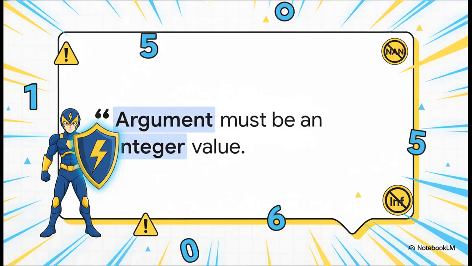To fight off that first danger, our hero has a very specific shield. If the input is not an integer, it doesn't even try to do the job. Nope, it stops right there and sends back this exact message: "Argument must be an integer value." And this isn't just some random rule. It's a huge principle in good coding. Always check your inputs before you try to use them.